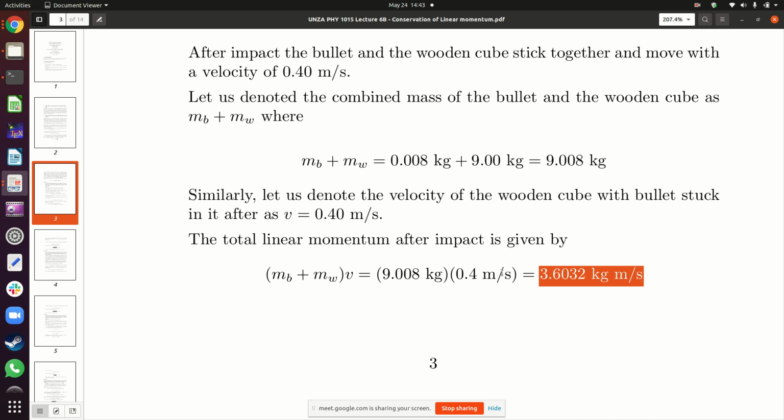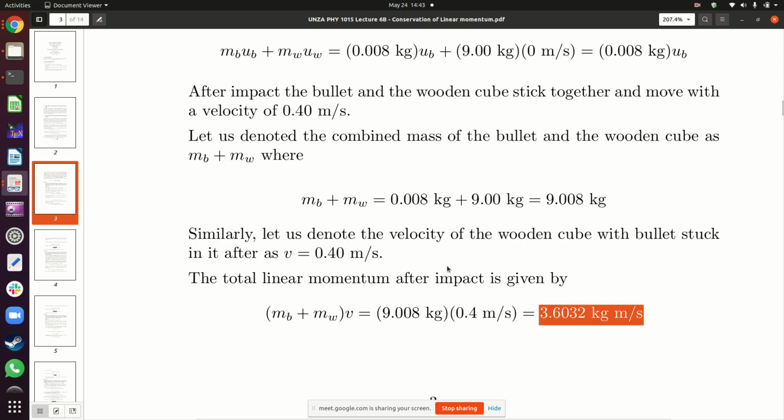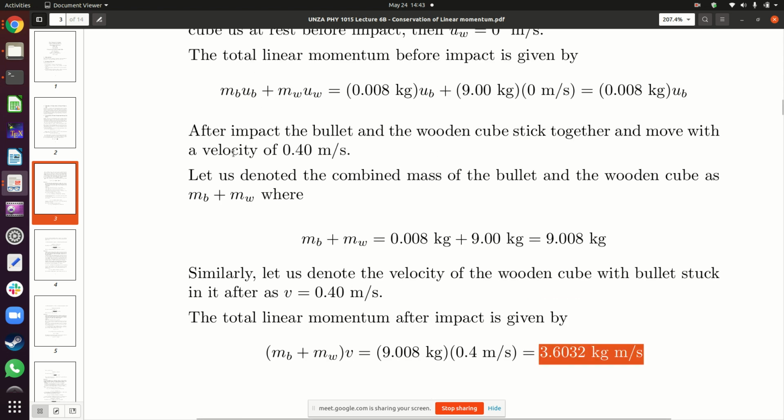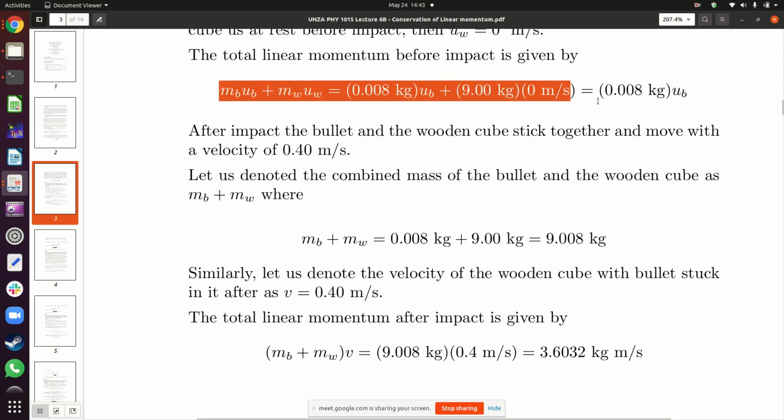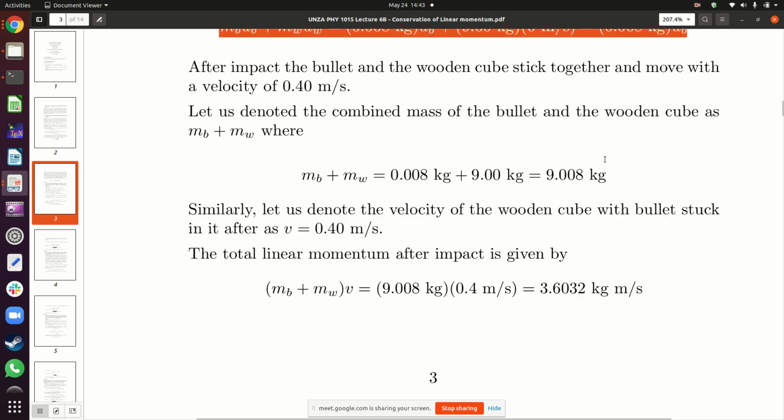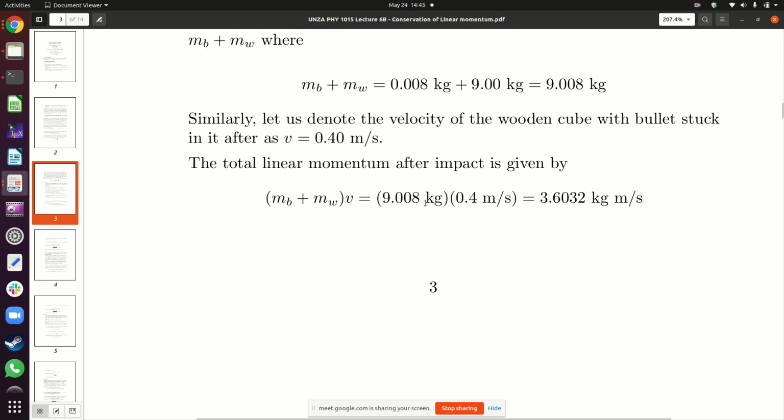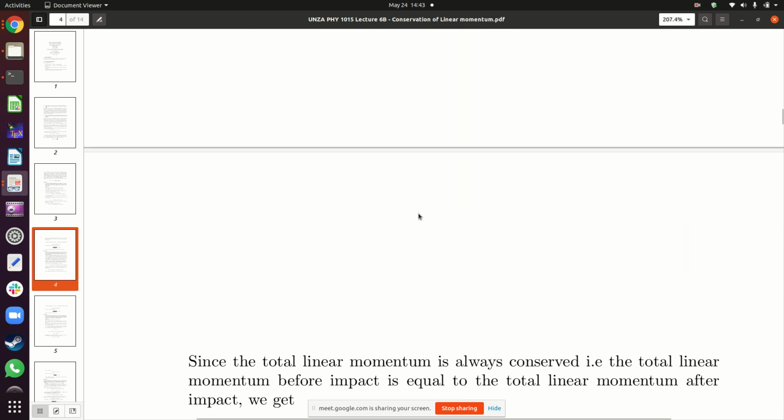Okay, so the principle of conservation of linear momentum requires that the total linear momentum just before impact and the total linear momentum just after impact should be the same. So the total linear momentum just before the bullet struck the wood is 0.008 kgs UB. Then the total linear momentum just after the bullet hit the wood is 3.6032 kgs meters per second. So these two quantities have to be equated.